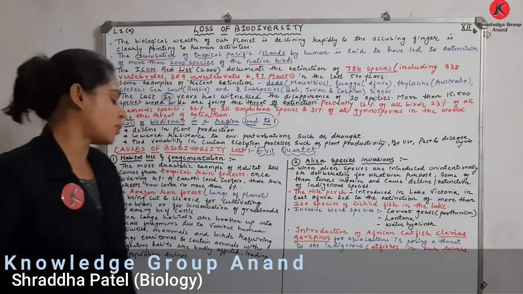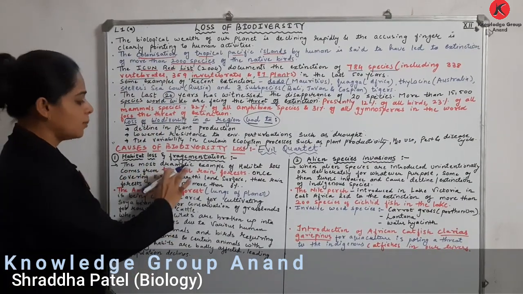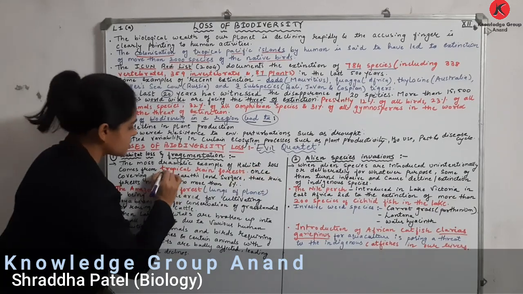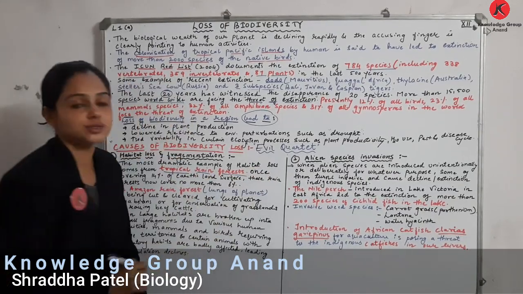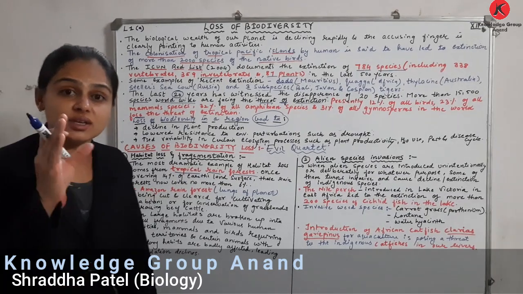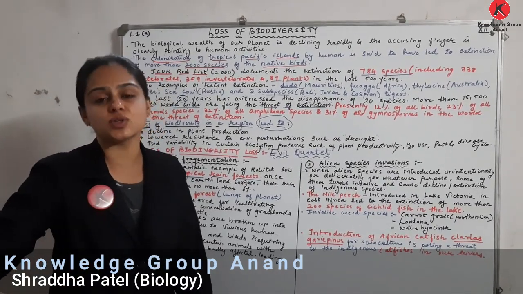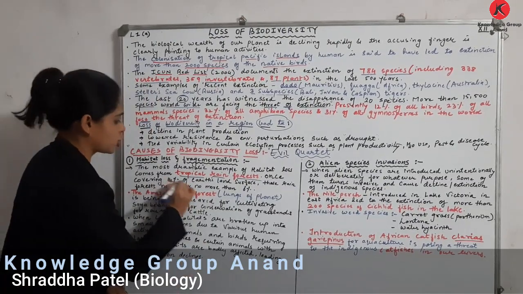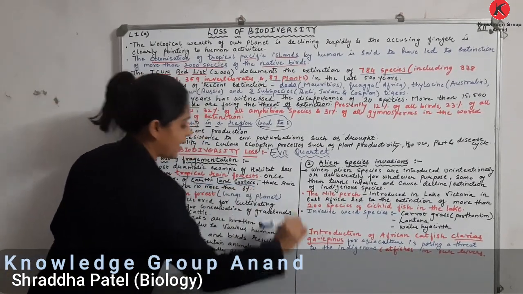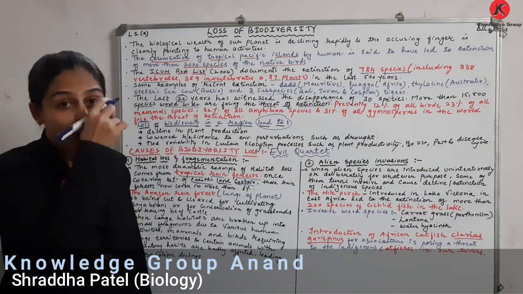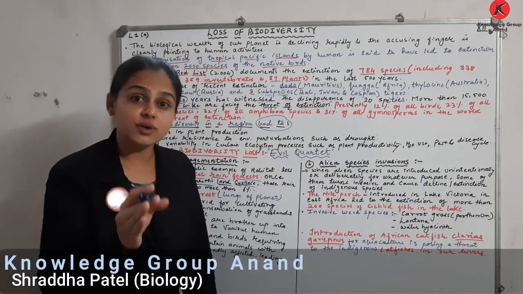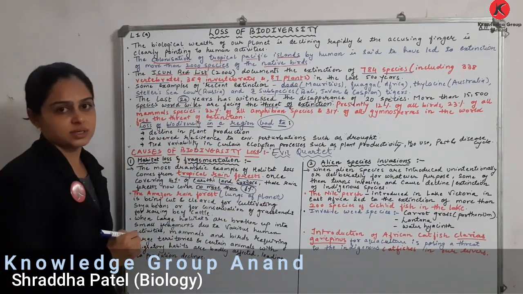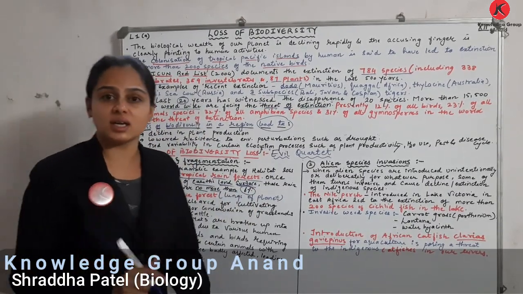Am I clear? So once again, the most dramatic example I have written of habitat loss is tropical rainforest. This forest covers 14% of the total Earth's area. 14% of the total Earth's land surface, but due to our activities, now this is no more than 6%. This is very important, you all have to remember it.